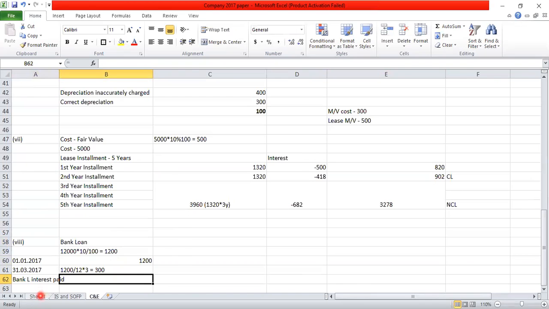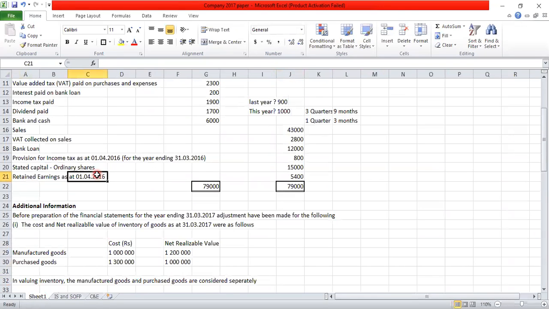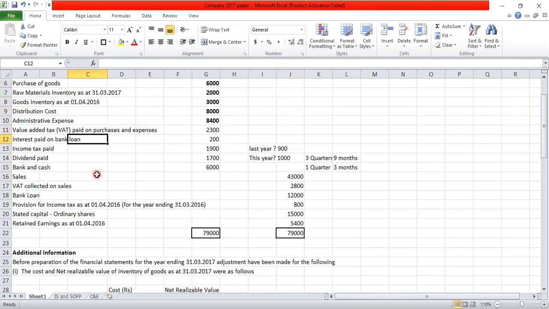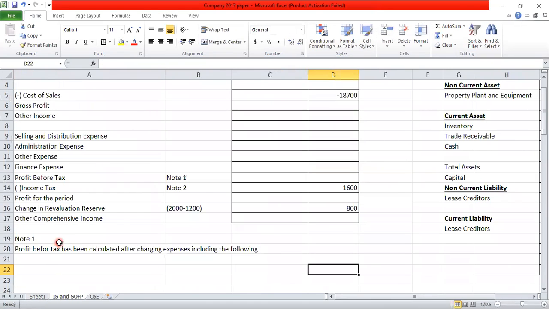I'll move on to the sheet, go to the trial balance and see how much they have paid on the bank loan. Have they given any payment? Interest paid on bank loan is 200. So we need to pay 100 more. So I'll consider it as an accrued expense because we need to pay 100 more.